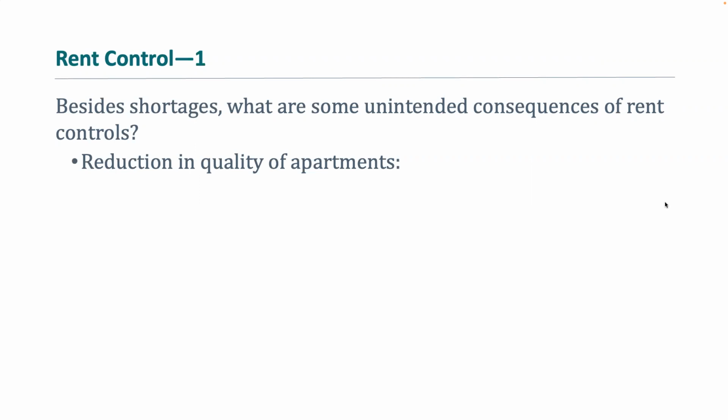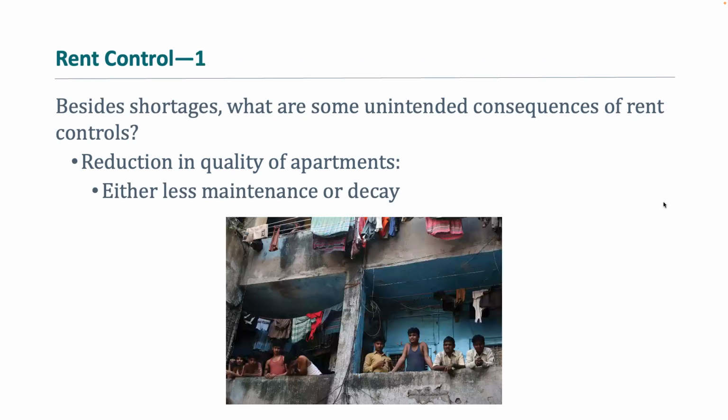If rent control is low, owners have less revenue for maintenance, which means that there's going to be an overall reduction in the quality of apartments. There will be less maintenance or additional decay. To make a reasonable profit, rent control policies have led to the overall decay of many apartment buildings, meaning the landlords won't fix any issues in an attempt to make back some of that money that they're losing with that price ceiling.